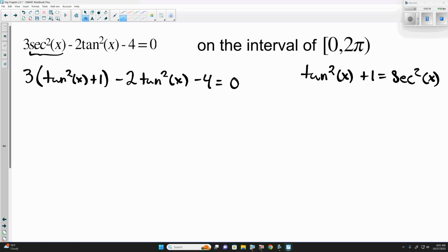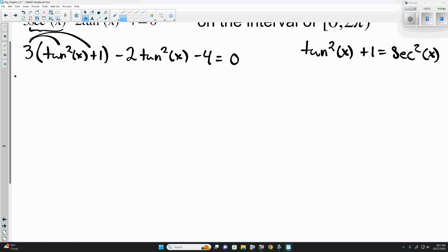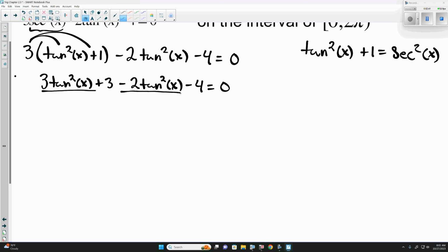Now for this here, the first thing we need to do after rewriting it all in terms of tangent is distribute the 3. Well, that gives us 3 tangent squared of x plus 3 minus 2 tangent squared of x minus 4 is equal to 0. Now at this point, we're going to combine like terms. 3 tangent squared minus 2 tangent squared is tangent squared of x. Plus 3 minus 4 is minus 1 is equal to 0.